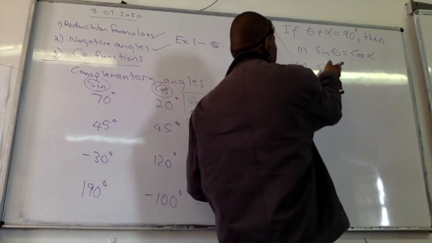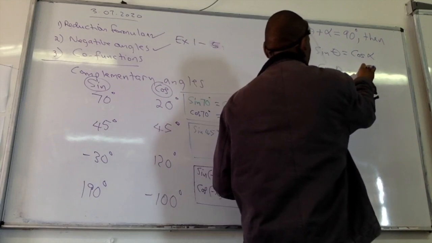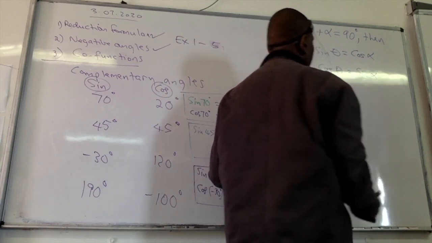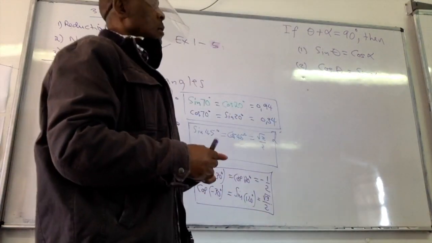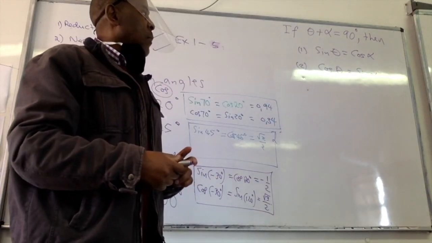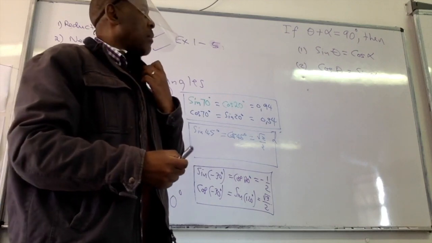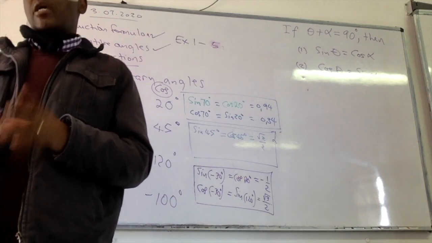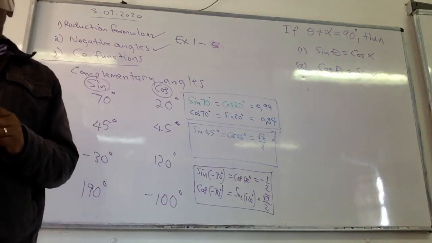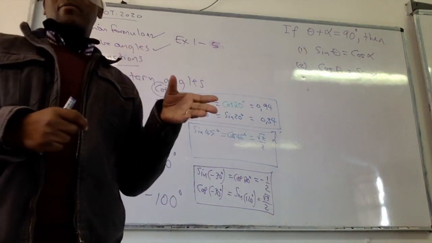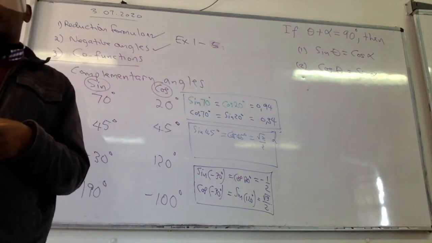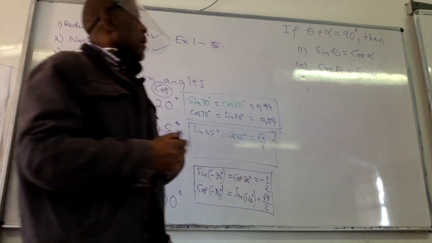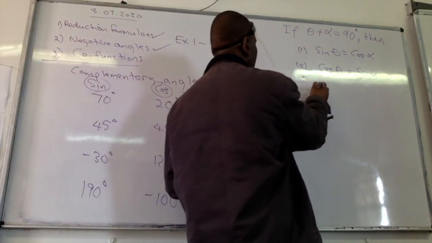Also, cosine of theta is going to be equal to? Cosine alpha. So cosine of theta is going to be equal to sine of alpha. If you want to put it another way, you are saying any two angles that add up to 90 are such that the sine of one is equal to the cosine of the other. Okay? So this is what we can say.